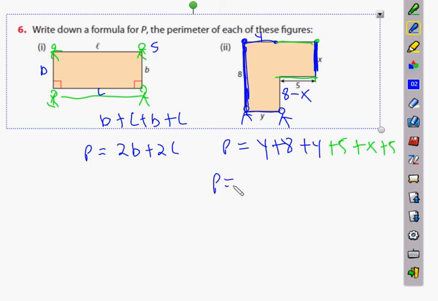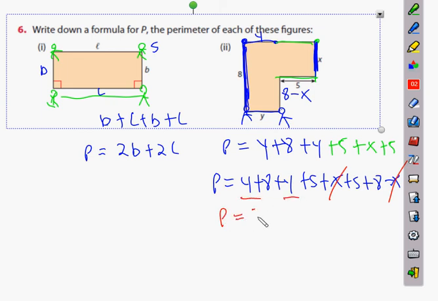So, P equals Y plus 8 plus Y plus 5 plus X plus 5 plus 8 minus X. The X is cancelled, yeah? Y plus Y? 2Y. 8 plus 5 plus 5 plus another 8? 26. Your perimeter is 2 times Y plus 26. Okay.